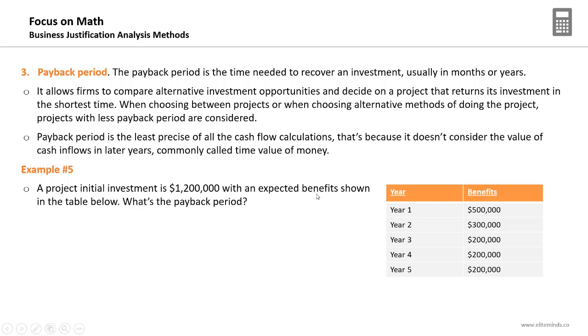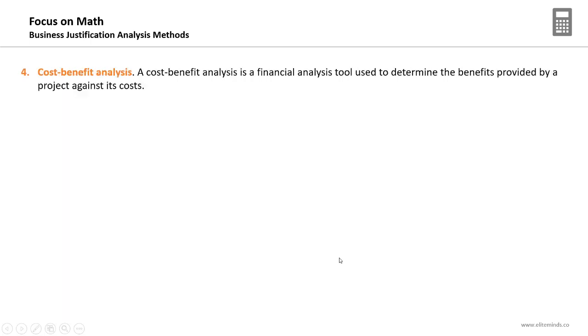You can notice that this project will return back the $1,200,000 in 4 years. 500 plus 300, 800, plus 200, 1 million, and another 200, 1,200,000. So the payback period of this investment or this project is 4 years.